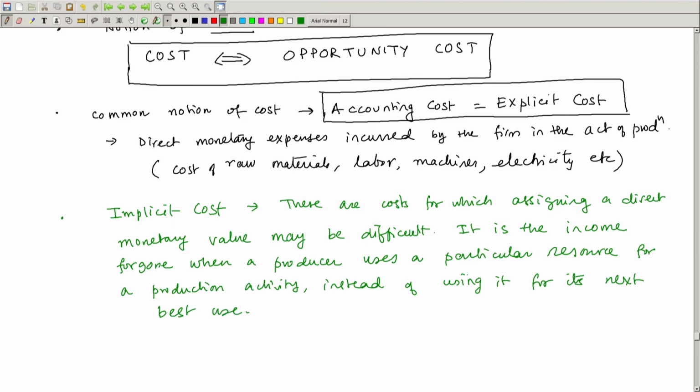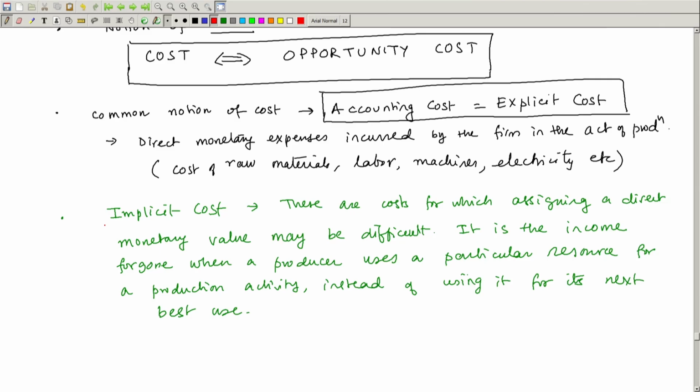Right. So your resource could have multiple uses. So imagine that you are running your business from your home, right. So there are some explicit costs involved, right. You are employing people, you have some computers, printers, some machines in your home or your office. Then you are paying for electricity, you are paying for stationery. So there are all these expenses for which you have assigned a direct monetary value. So these are all explicit costs.